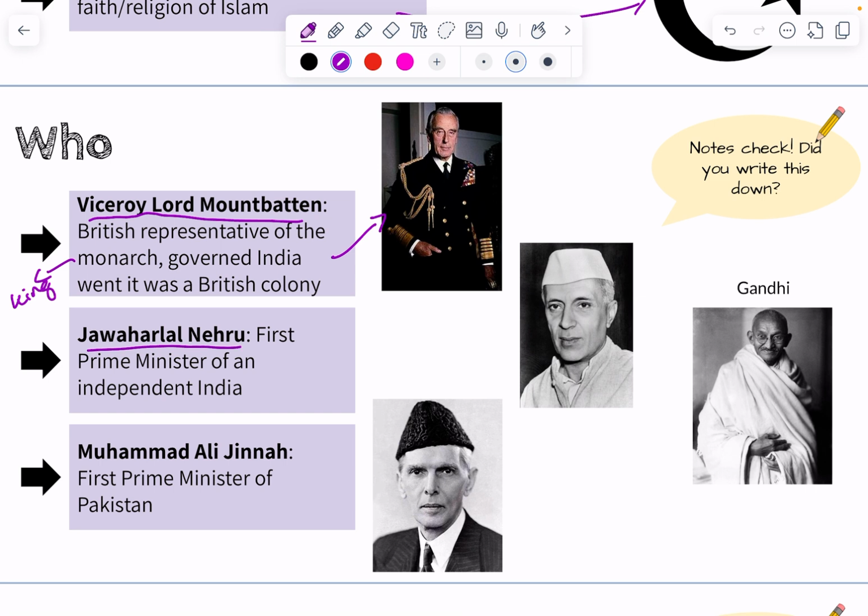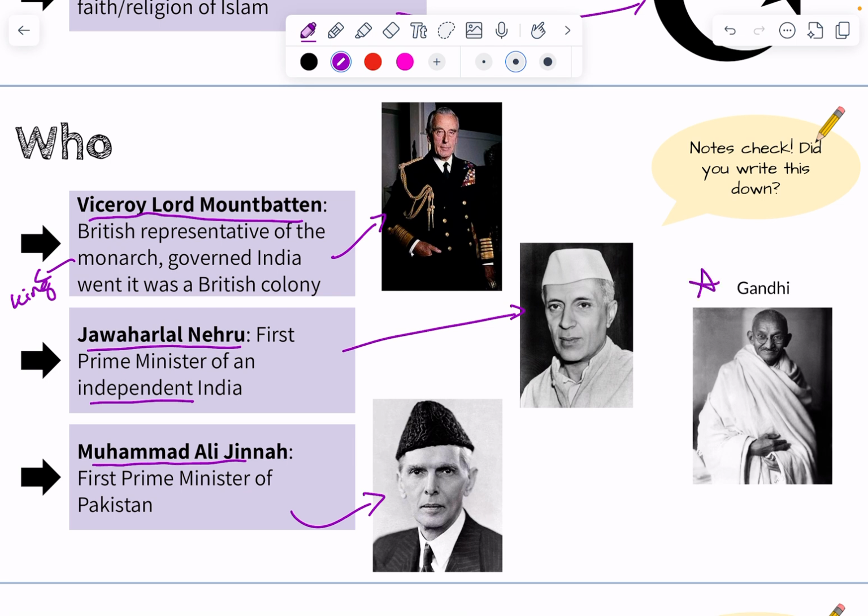Nehru. I am going to be honest, his first name here is a little bit harder to pronounce. And that is this man right here. He was the first prime minister of an independent India after it was not colonized by Britain anymore. And then the next person we have is Muhammad Ali Jinnah, who was the first prime minister of Pakistan, which you're going to be learning about in a minute.